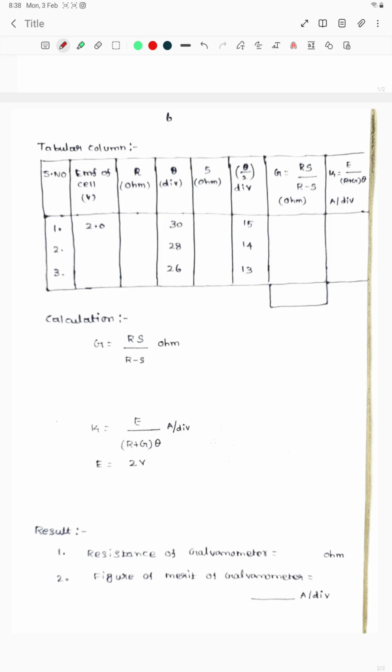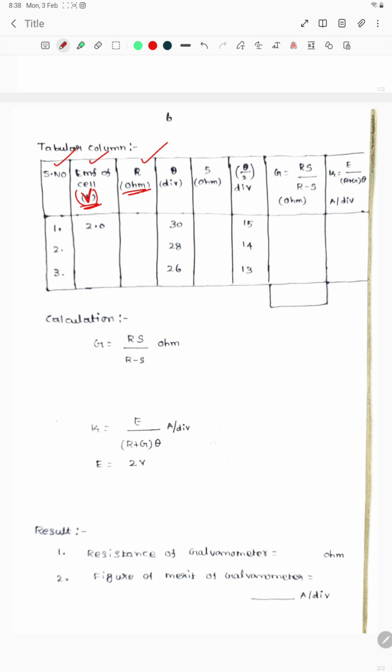In the table, you can see we have clubbed two tables together. Usually we write two different tables, one for finding the G value and a separate one for the figure of merit, but here we are clubbing them together. The table goes like this: serial number, EMF of the cell, R in ohm. EMF is measured in volt, so you will write the unit V here.